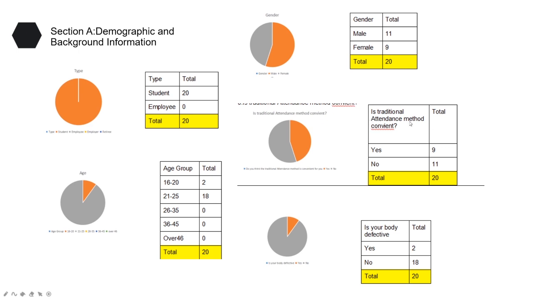About the question of is the traditional attendance method convenient? There are 11 people who answer no, and 9 answer yes. About the question of is your body effective, there are only two who answer yes, and the other 18 answer no.